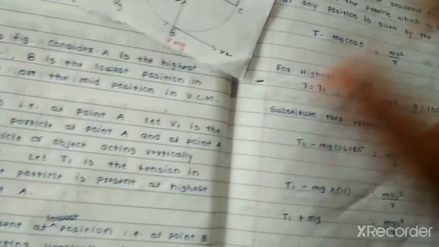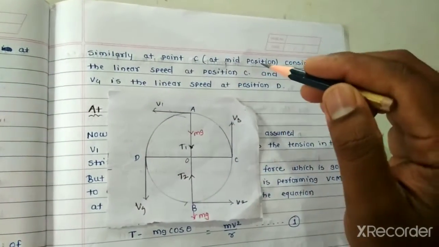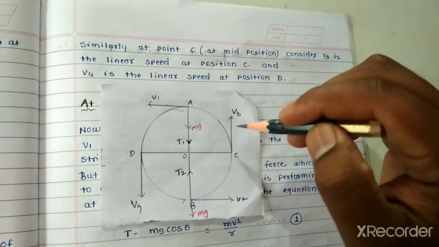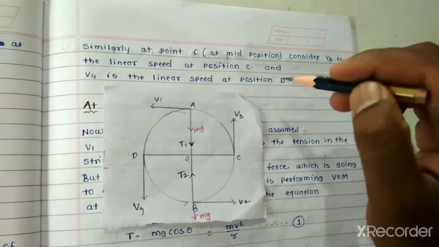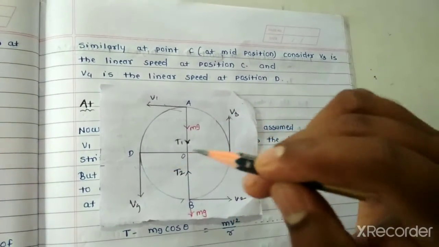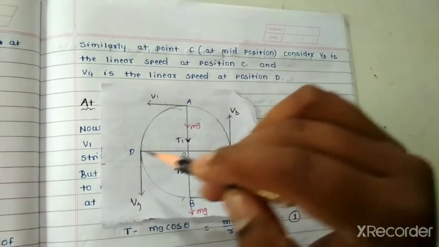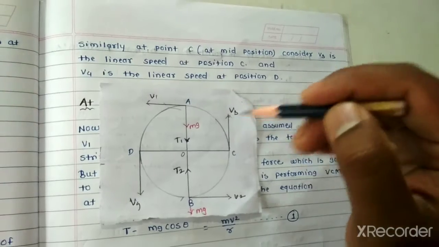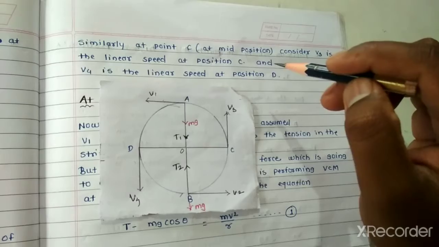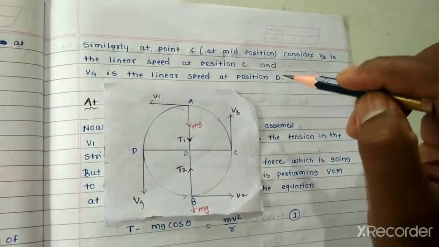Next one, similarly at point C, that is the mid position, consider v3 is the linear speed at position C, and v4 is the linear speed at position D. So hope students you have understood this. C and D are the mid positions.